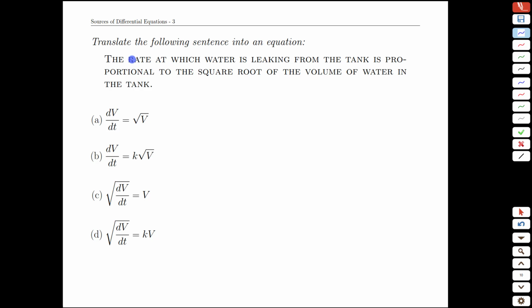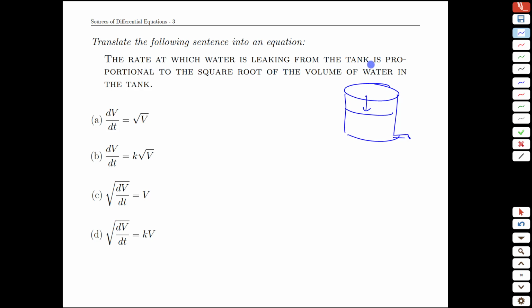Let's consider a third example. The rate at which water is leaking from the tank is proportional to the square root of the volume in the tank. So there's a driving force of gravity that pushes water in a tank out, and we're told some information about the rate at which that is occurring. Take a moment to consider the options here. Which do you think captures this statement most closely? Pause your video, take a moment to answer it, and then we'll check in.